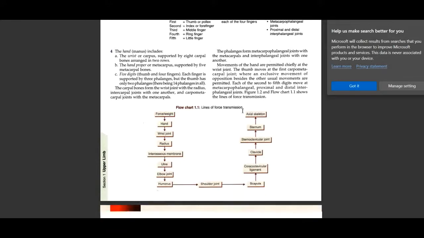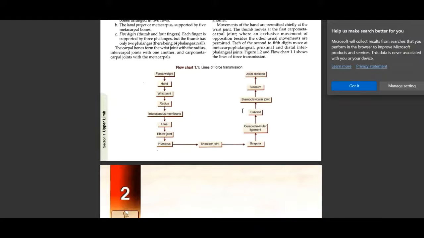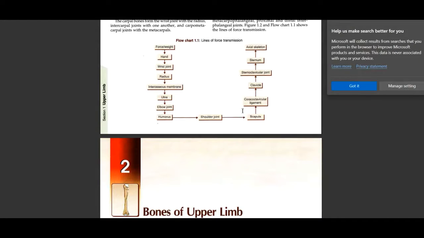Figure 1.2 and flowchart 1.1 show the line of force transmission. Let us see the line of force transmission. Force or weight on hand, wrist joint, radius, interosseous membrane, ulna, elbow joint, humerus, then shoulder, scapula, coracoclavicular ligament, clavicle, sternoclavicular joint, then sternum, then it goes to the axial skeleton.